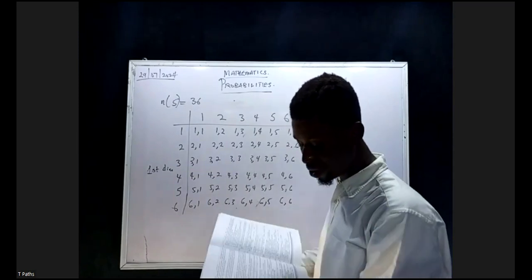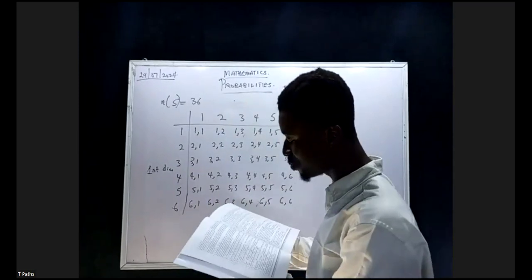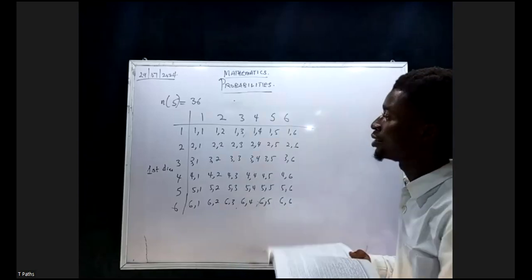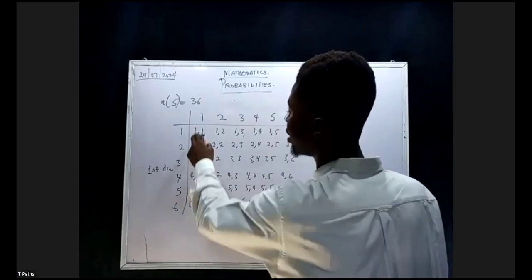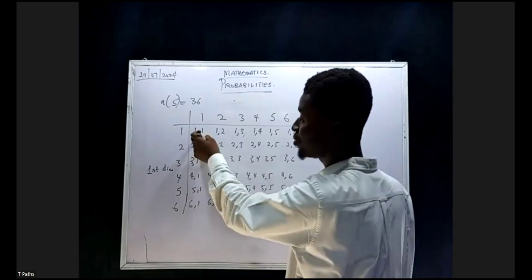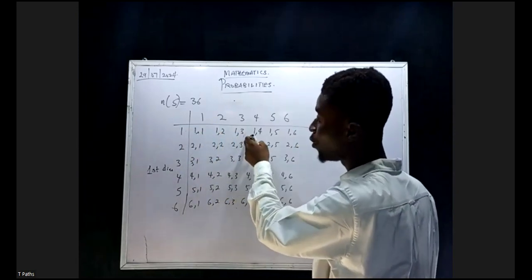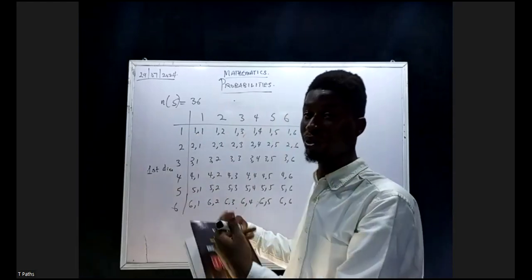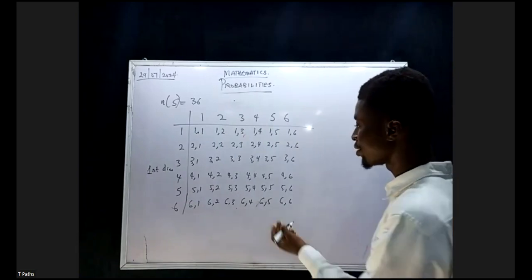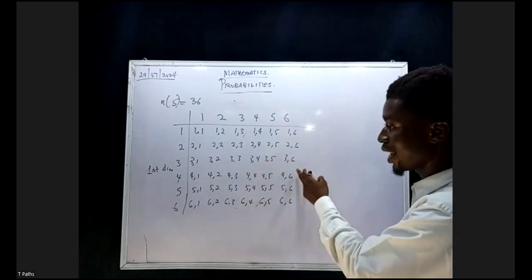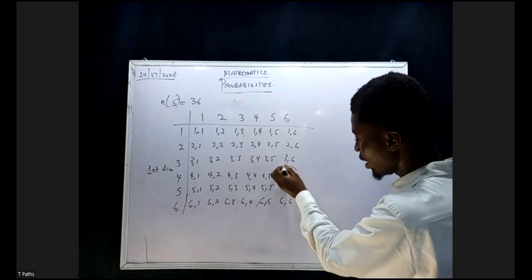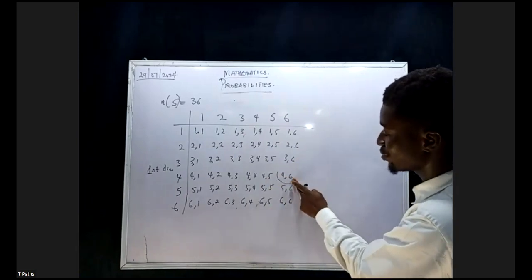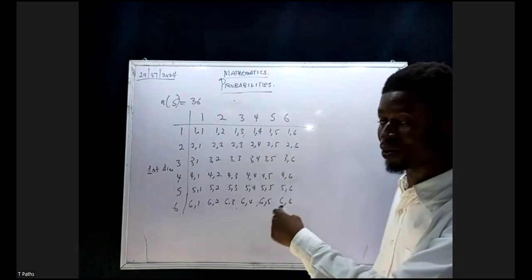Now, the question is asking what is the probability that the sum of the 2 numbers obtained is greater than 10. If you add these 2 numbers together, will it give us 10? No, this will simply give us 2, this one 3, 4. So we look for the numbers that, when added together, give something greater than 10. This will give me 8, this will give me 9. This will give me exactly 10, so we can't pick it. I need the ones greater than 10.